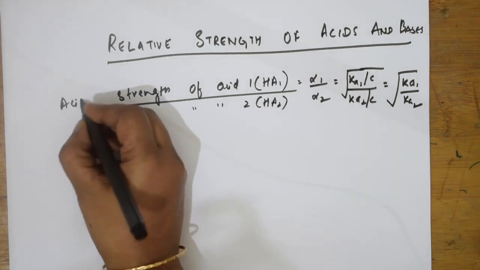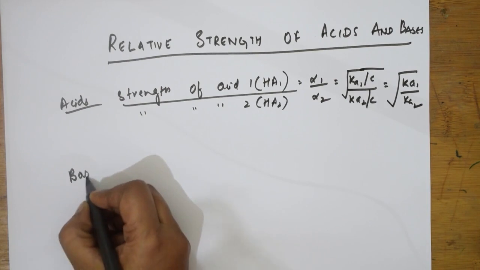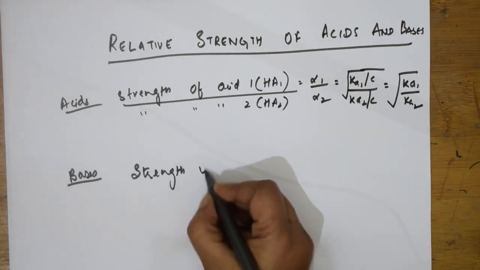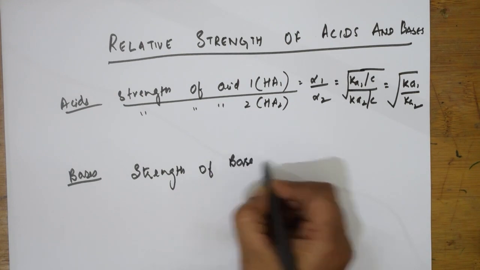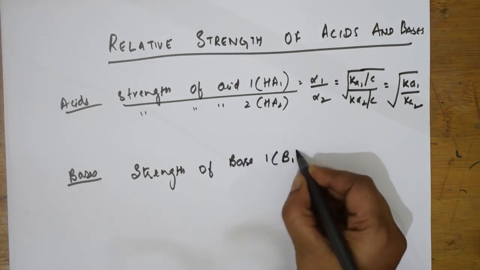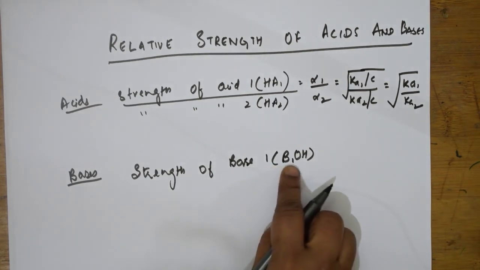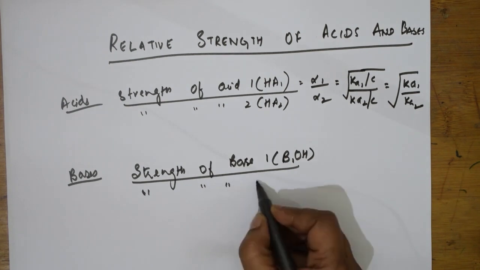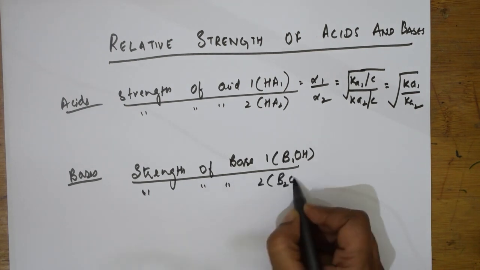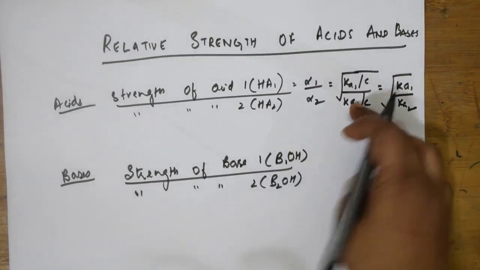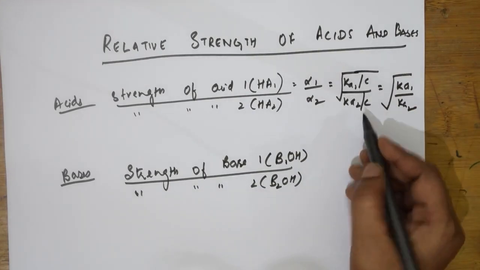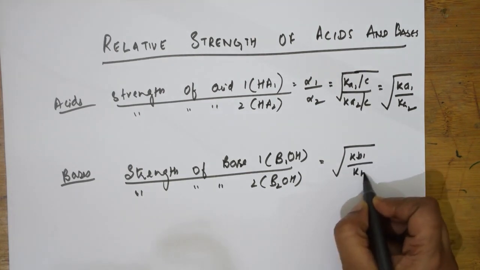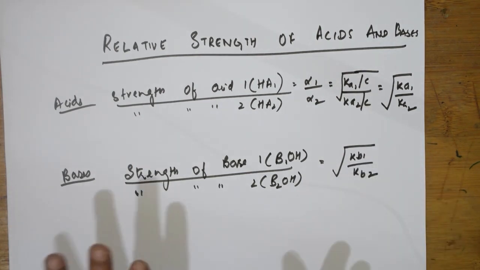Now let us write this for acids. Now let us write this for bases. Strength of base 1, that will be B1OH. So that is base 1, divided by strength of base 2, B2OH. Again the same, when you derive the same thing, but here you get Kb1 and Kb2. So finally you get root Kb1 by Kb2. Right? Now this is a concept.